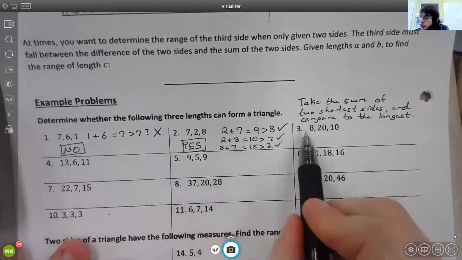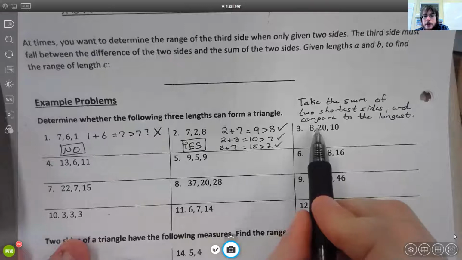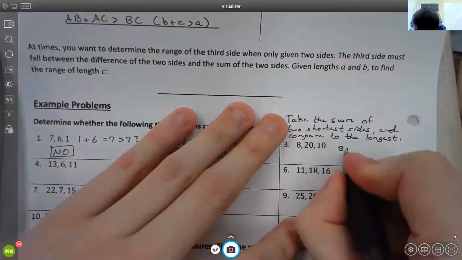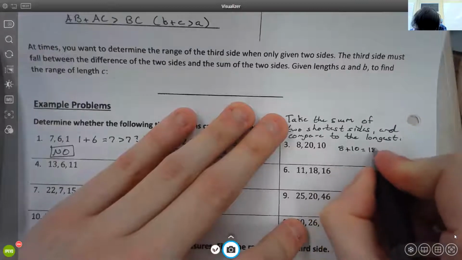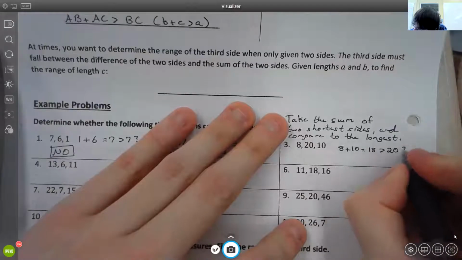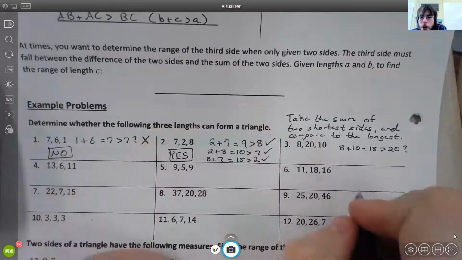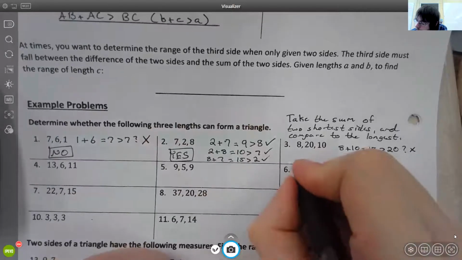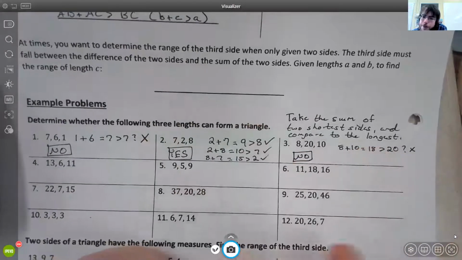So for instance, in number 3, 8 and 10 are our short sides, so we're going to add 8 and 10. That gives us 18. And then we're going to compare it to 20. Is 18 greater than 20? No. So that means that this cannot be a triangle.